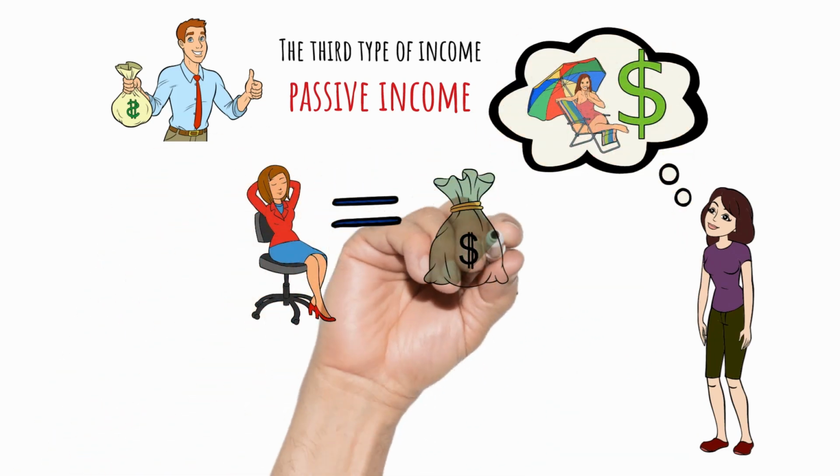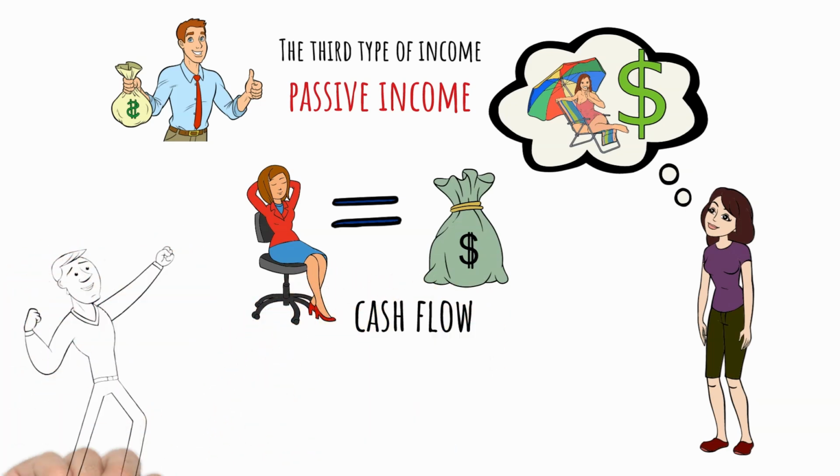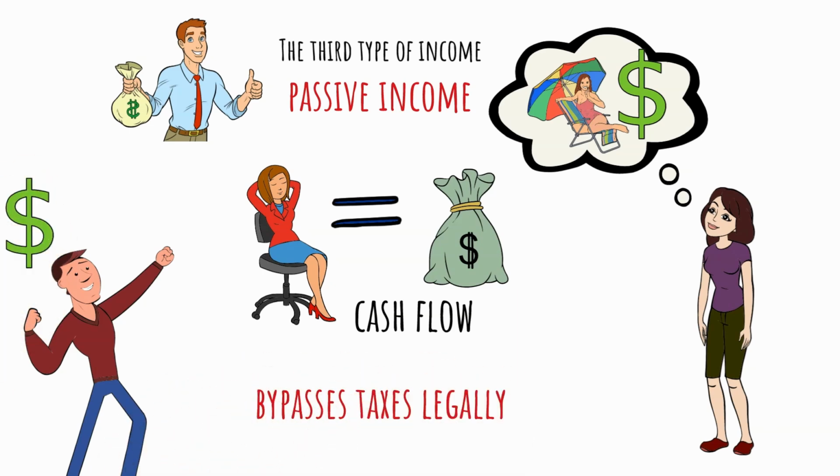Essentially, you're still earning money even if you choose not to work. This is also called cash flow, and this should be the type of income you aim for to get rich, as this is the form of income which bypasses taxes legally.